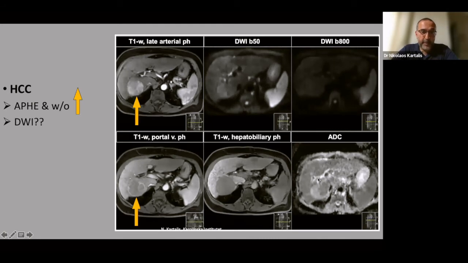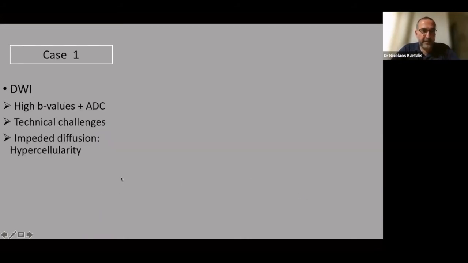And again, for patients with ADC, you see very beautifully arterial phase hyperenhancement, washout appearance in the portal venous phase, no uptake in hepatobiliary phase, but the ADC may partially be higher than the adjacent liver. So diffusion has to be treated very carefully. It's technically challenging. We always have to look at the b-values and the ADC together. And by definition, impeded diffusion is not malignancy. It's a sign of hypercellularity.